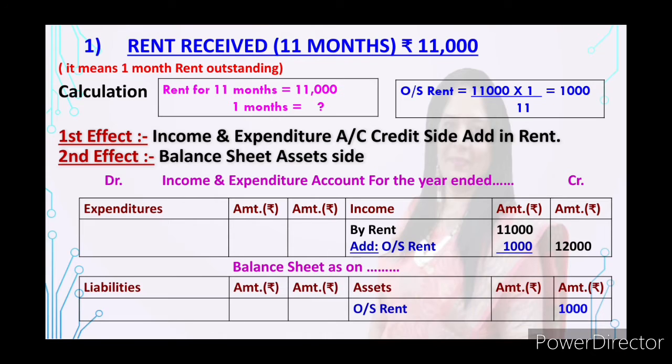Here you can see on the credit side of the income and expenditure account, in income, first we have recorded by rent 11,000. In that, outstanding rent is added, 1,000, and in the outer column 12,000 amount is recorded. The second effect is recorded on the asset side, and here you have mentioned the word outstanding rent, amount is 1,000.